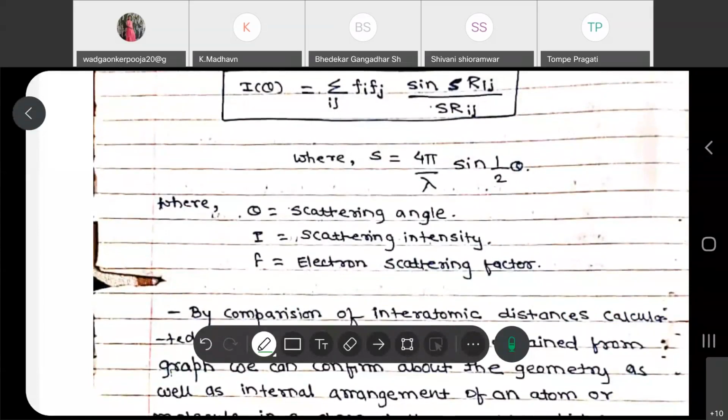As I told you, theta is what? Scattering angle. I is what? Scattering intensity. And F is what? Electron scattering factor. Are you guys clear? F is the electron scattering factor, meaning the factor that gives how many electrons are scattering, and the notation we use for it is called F.